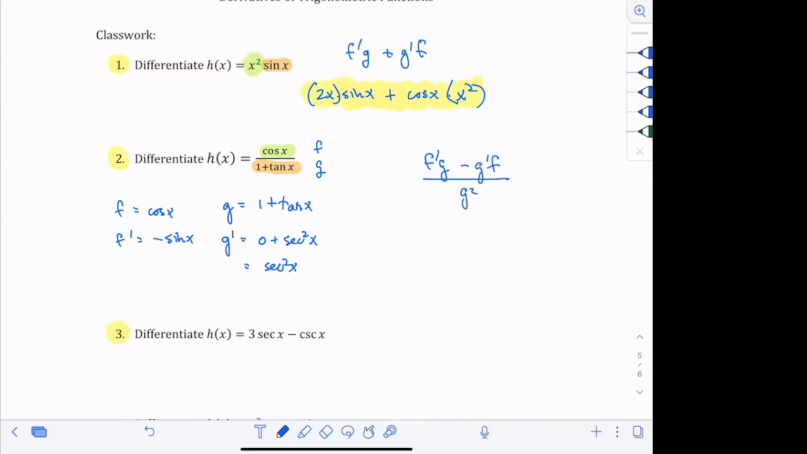So in this case, that's going to be negative sine x times the g function, which is 1 plus tangent x. In this case, I would use parentheses because you actually have a plus operation. So I think you need parentheses there. Minus g prime, which is secant squared x, times f. F is cosine of x. All divided by the bottom squared. The bottom squared is 1 plus tangent of x, quantity squared.